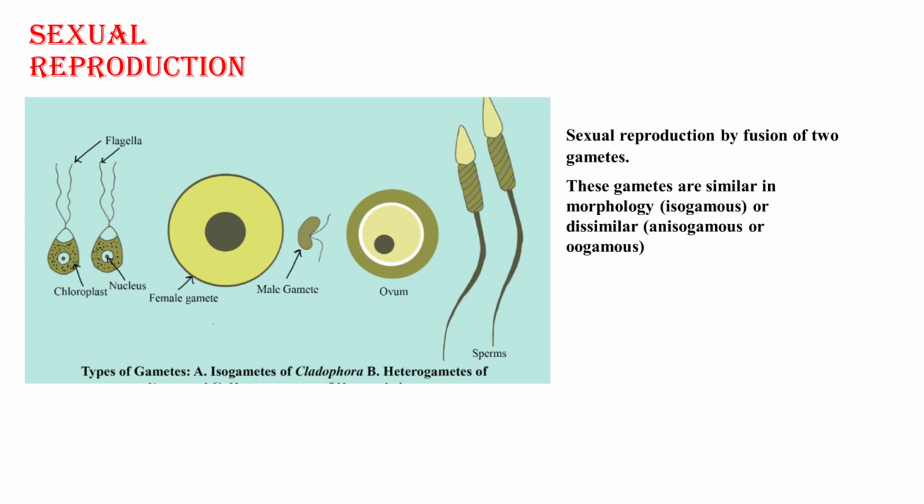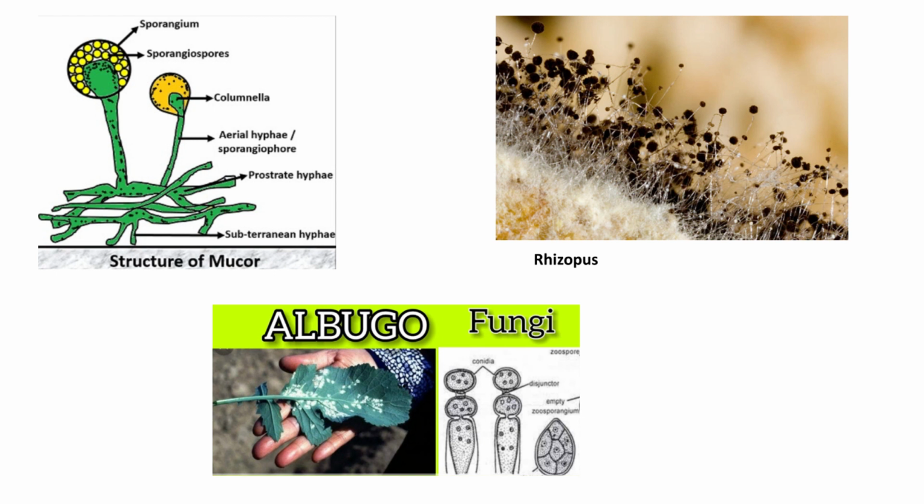Sexual reproduction is by fusion of two gametes. These gametes are similar in morphology, isogamous, or dissimilar, anisogamous or oogamous. Examples are Mucor, Rhizopus, the bread mold, and Albugo, the parasitic fungus on mustard.